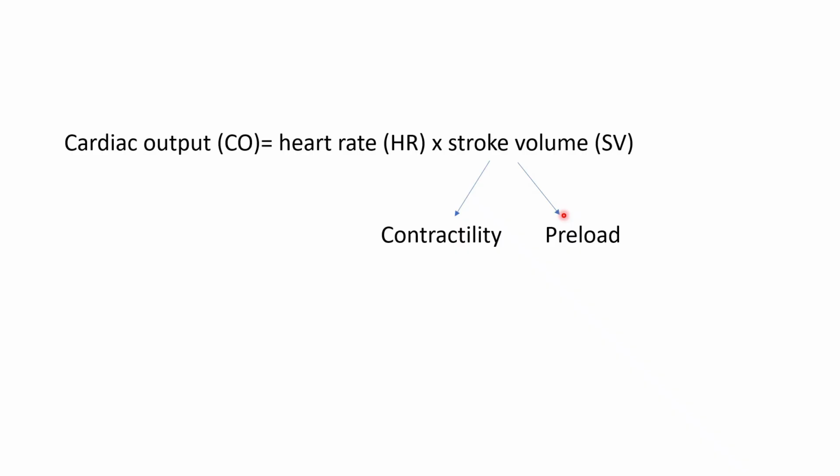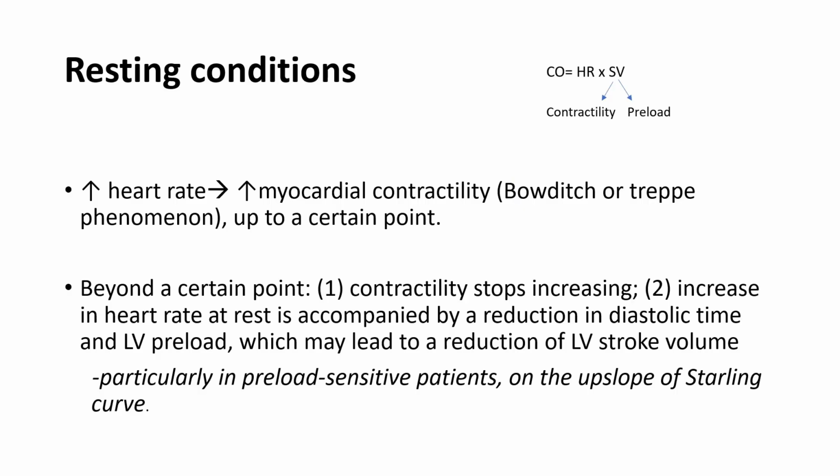To give you a simple example, if someone goes into tachyarrhythmia of over 200 beats per minute, the heart rate is dramatically up, but the preload will go dramatically down, overwhelming the rise in heart rate and actually leading to a hemodynamic collapse. I will start by discussing what happens at rest in normal individuals.